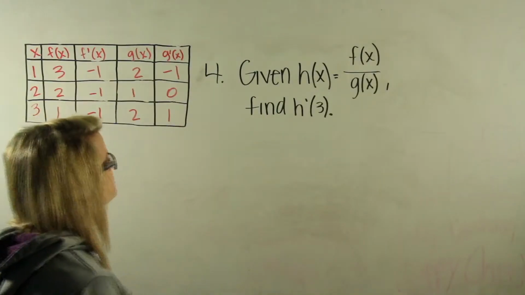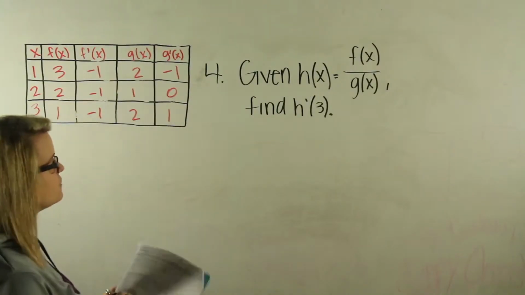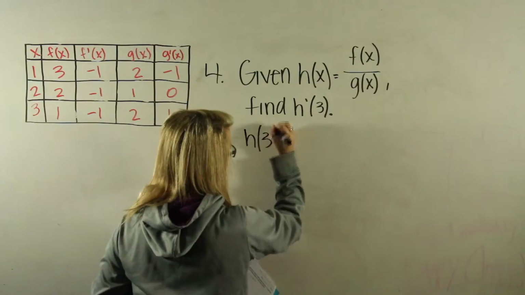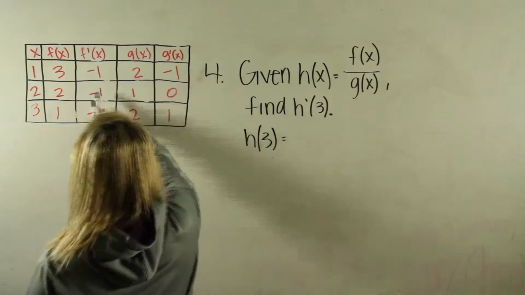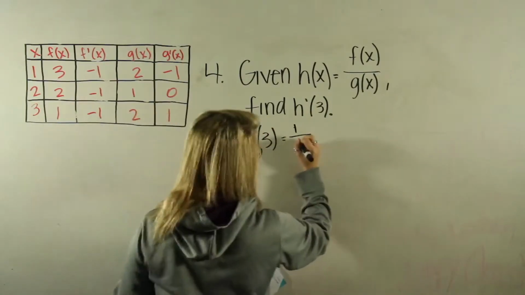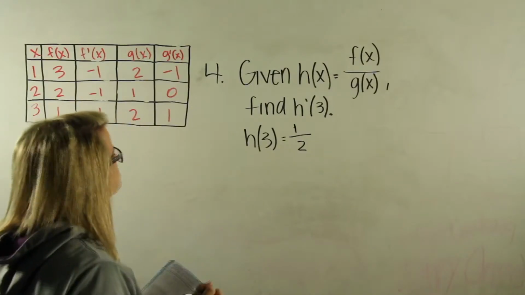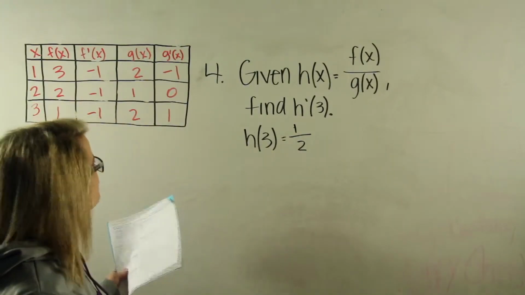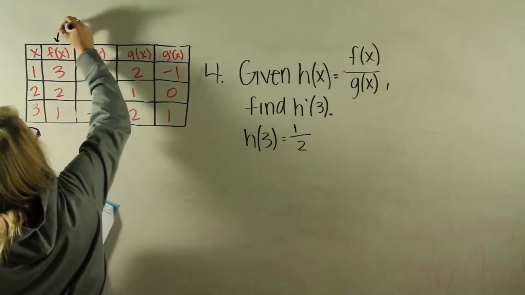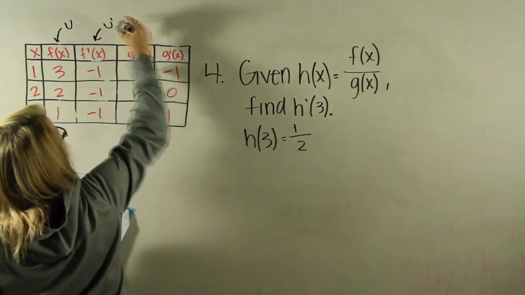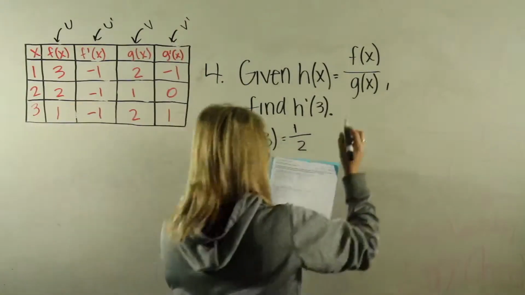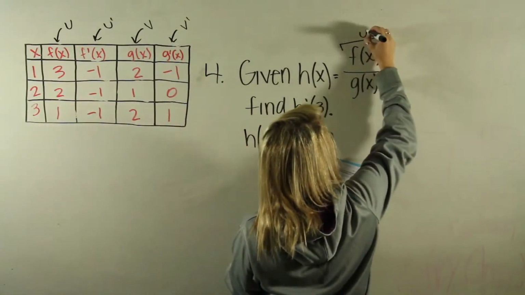Okay, so for number 4, it says given h of x equals f of x over g of x, find h prime of 3. So what we're going to do is have h of 3, and then we're just going to plug it in. So f of x is 1 over g of x, it's 2. Now, before we go any farther, we're going to label our numbers so we don't get confused like we did on number 3. So this is u. This is u prime. This is v. And this is v prime. This is u. And this is v.